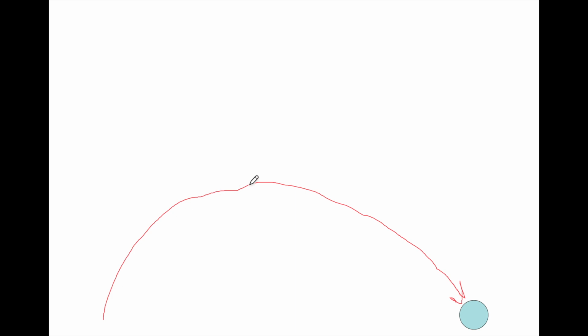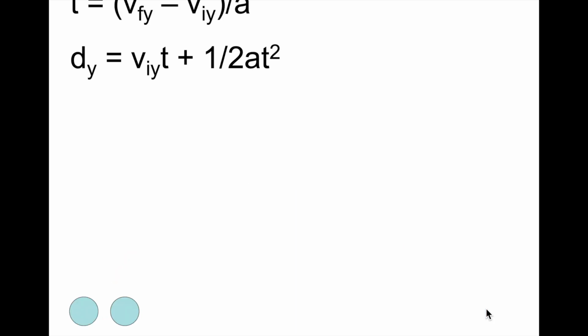So it goes over, reaches its highest point, and then it comes back down. Okay. So when you're looking at just a vertical component of it, when it goes up into the air, it goes up, reaches the highest point, and it falls back down.